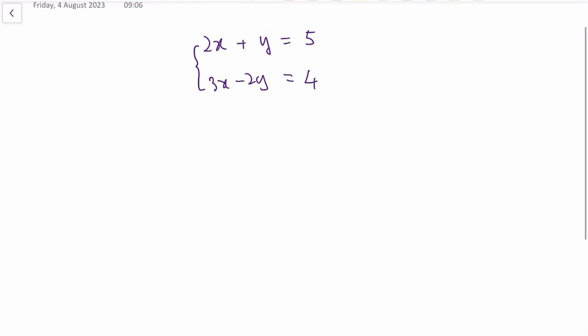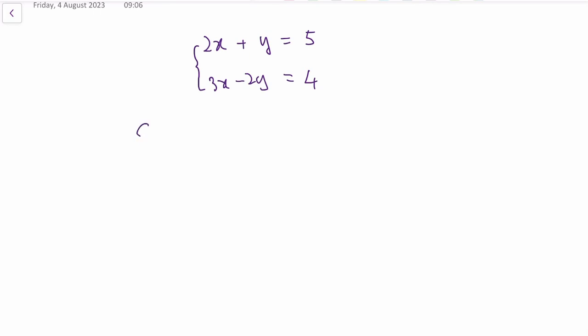Today we'll talk about how to solve simultaneous equations. Simultaneous equations means you have equations with two unknowns, maybe x and y. And to solve a simultaneous equation with two unknowns, you need two equations. So something like this. There are usually two ways to solve a simultaneous equation.